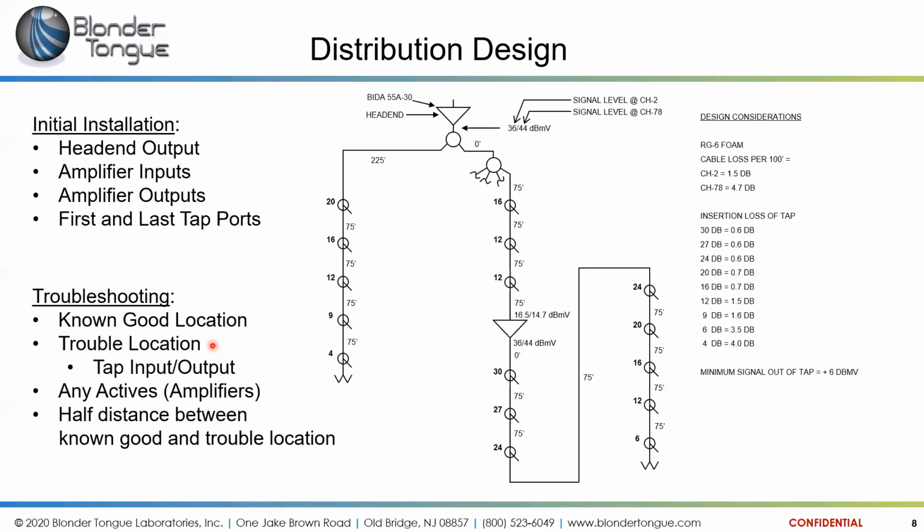Now, for troubleshooting, we've got an existing system and we have issues. Then we're going to start with a known good location, which could be the head end, it could be an amplifier output, what have you. Then we have the trouble location, whether it's the tap port, the tap input, tap output. We're going to look at actives, any other amplifiers that are in the system. And then we're going to have the distance between a known good location and a trouble location. I'll dig into that a little bit, just a second here.